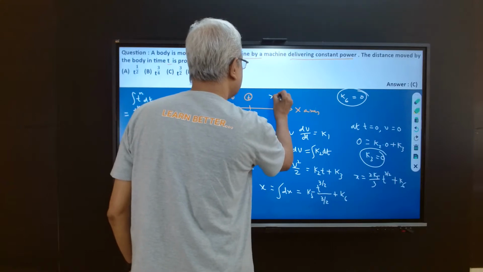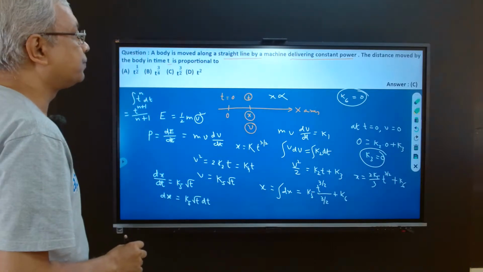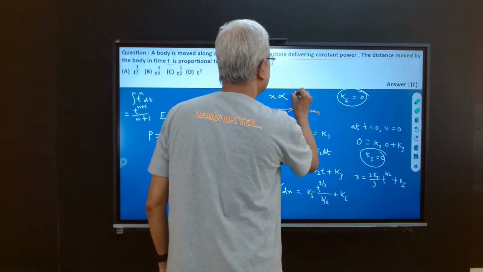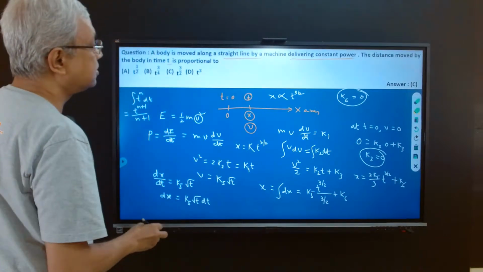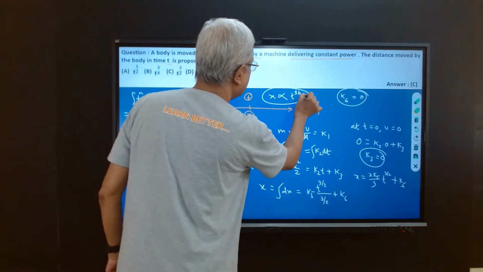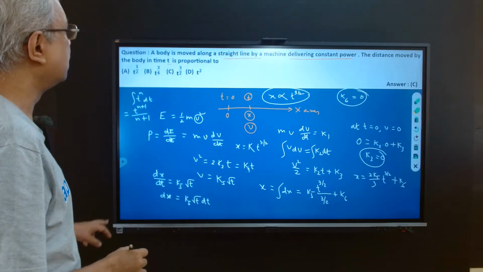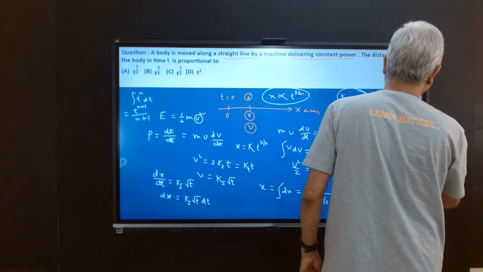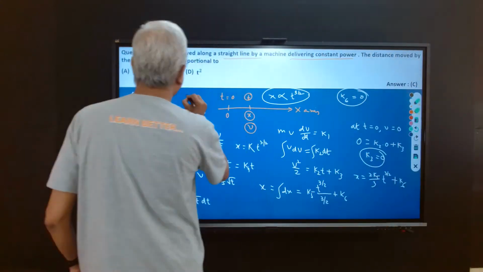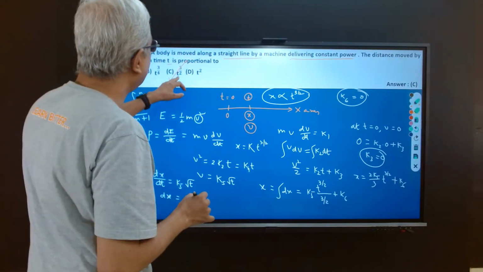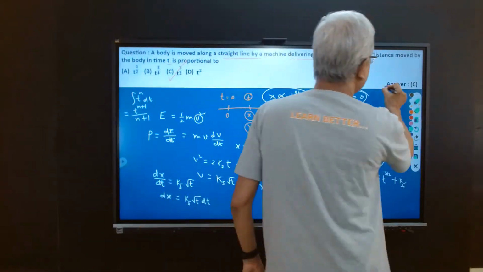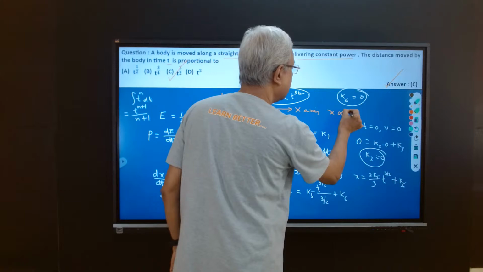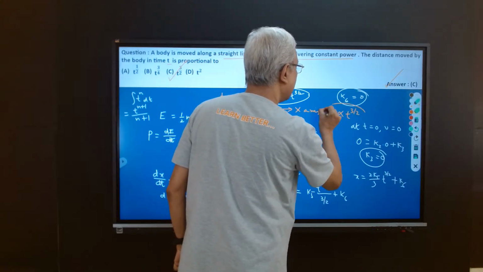So x, the displacement of the particle or the distance moved by the particle, is proportional to t to the power 3 by 2. And therefore, C is the right answer. So C is the right answer. X is proportional to t to the power 3 by 2. So answer C is correct, as x is proportional to t to the power 3 by 2.